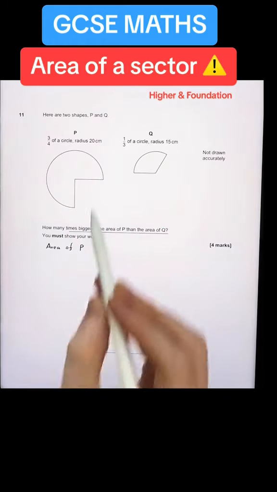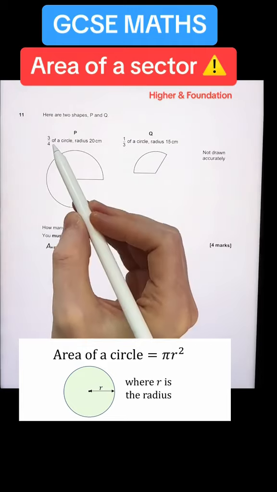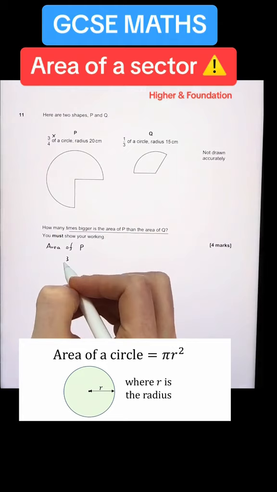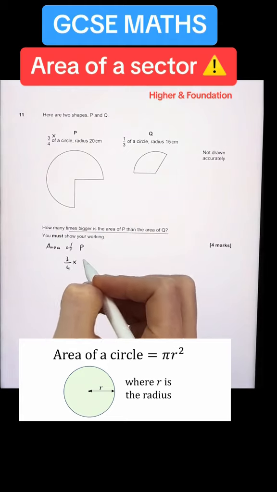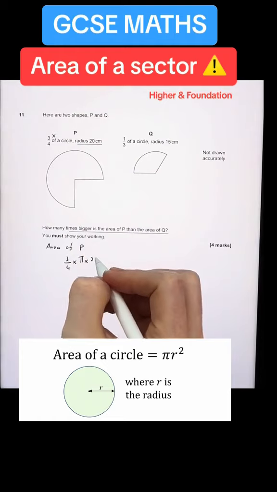As we're talking about area, we know the area of a full circle is pi r squared. As I have 3/4 of a circle, I know "of" in mathematics means to multiply. Hence, it's going to be 3/4 multiplied by pi r squared. So 3/4 multiplied by pi, multiplied by my radius, in this case 20. So instead of having r squared, it's now going to be 20 squared.